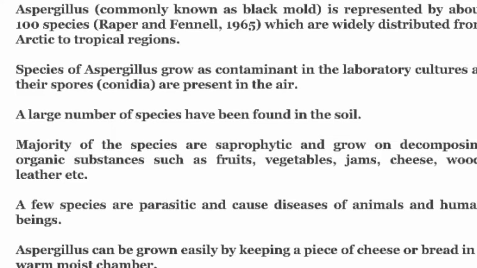The majority of the species are saprophytic and grow on decomposing organic substances such as fruits, vegetables, jams, cheese, wood, leather, etc. A few species are parasitic and cause disease in animals and human beings. Aspergillus can be grown easily by keeping a piece of cheese or bread in a warm, moist chamber.